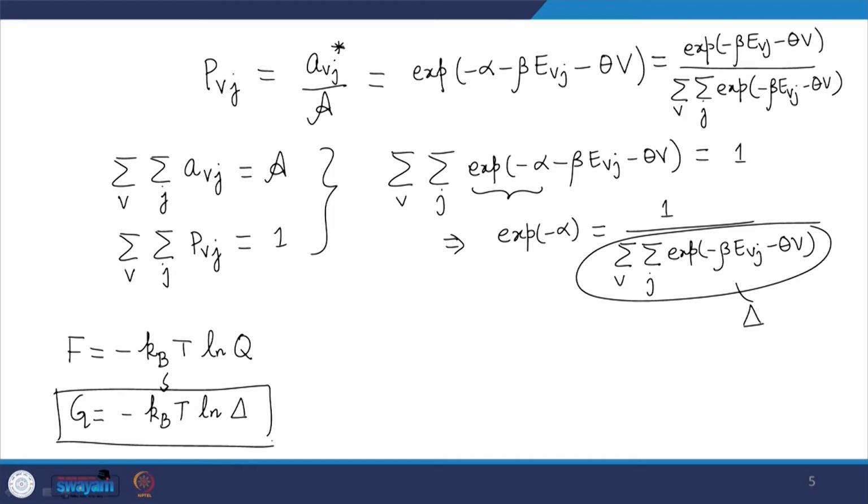Now, we can go ahead and try to find the average properties in this particular case. So, let us say for example, I am interested in the average volume. So, the average volume will be summation of V, summation of J, P_VJ multiplied with V, that is I am multiplying the probability to realize the volume with the volume.